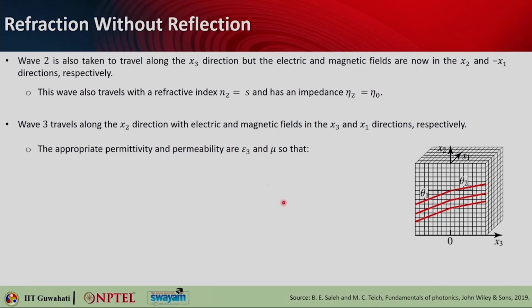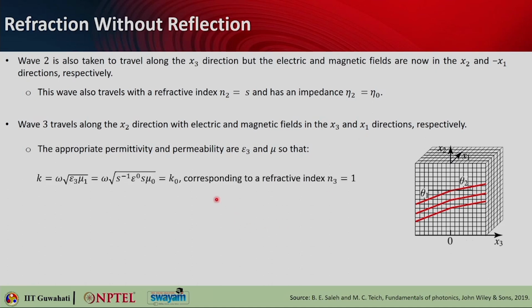Then you can also think of the third wave. So this is wave 3. Now wave 3 travels along this direction, x2 direction, with the electric field along x3 and the magnetic field along x1 direction.